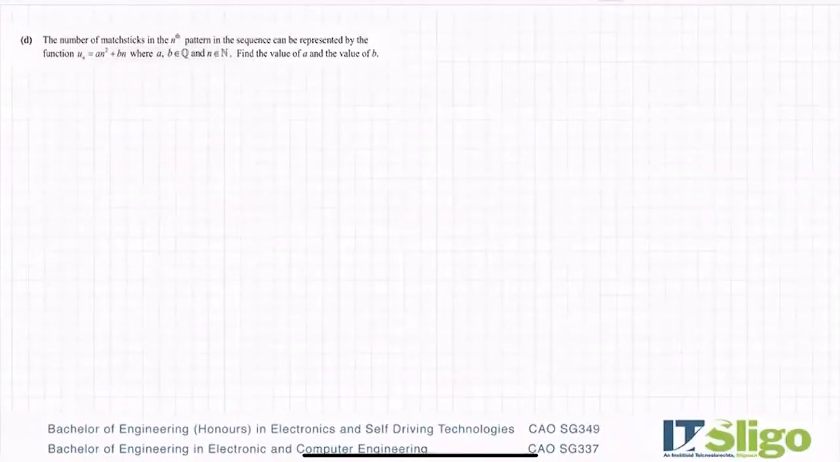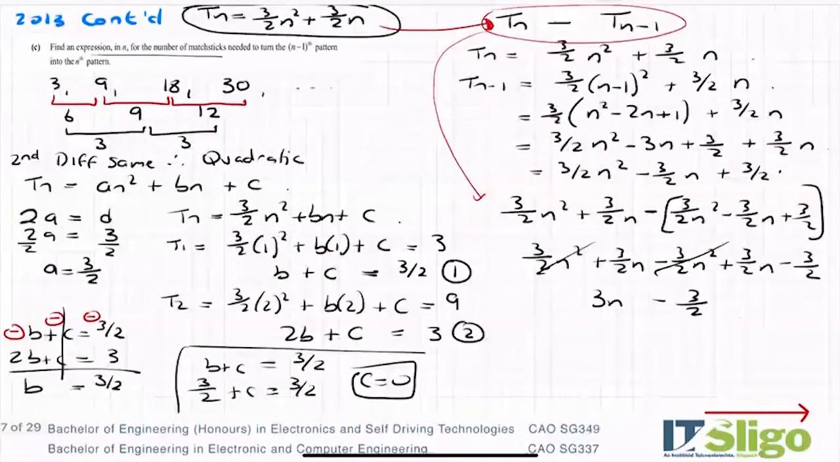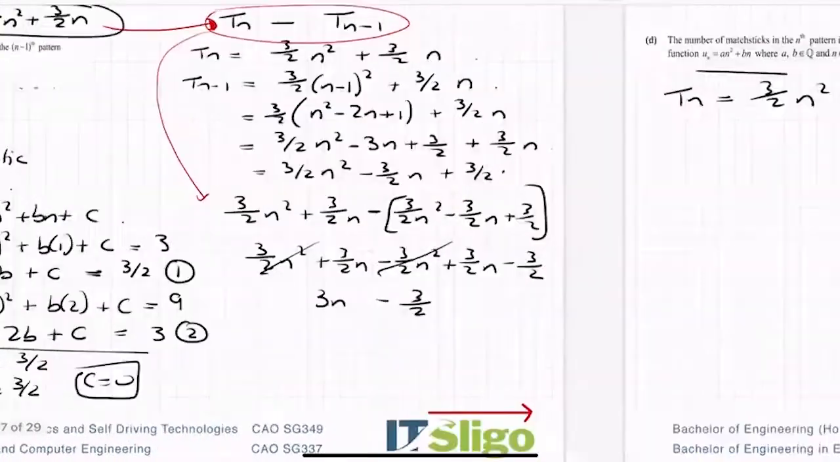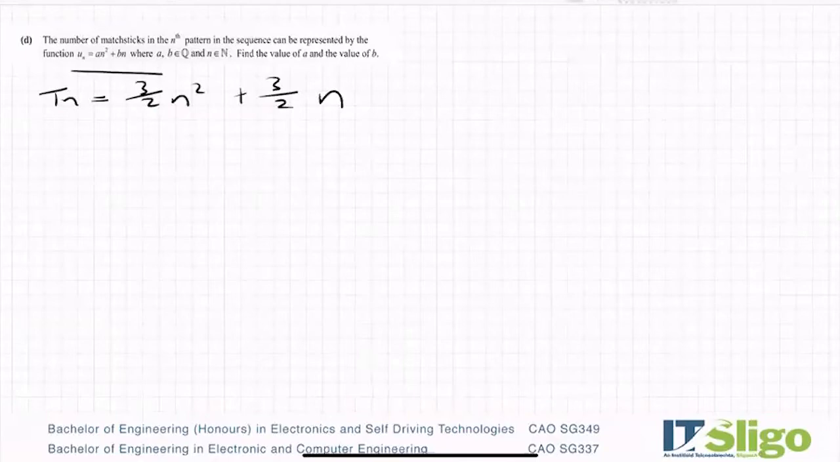The number of matchsticks in the nth pattern in the sequence can be represented by the function Un equals an squared plus bn, where a and b are elements of Q and n is an element of N. Find the value of a and the value of b. We have it done here. How strange they would ask it again. 3 over 2 n squared. There must obviously have been another way of doing that first part that was easier than that. I tend to always do things the long way. So that's part D done. So you can see our a is 3 over 2 and our b is also 3 over 2. Okay.